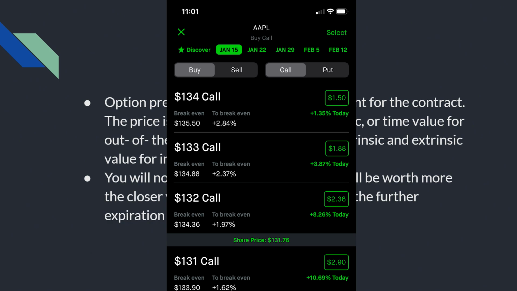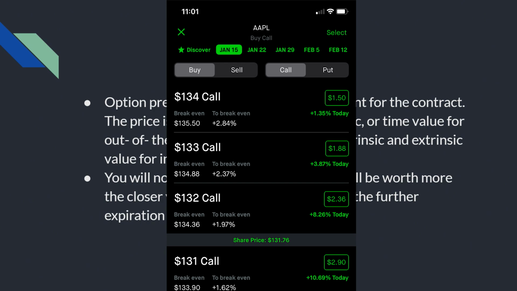You notice that we have all of these numbers on the right. You see that the 134 call is $1.50. You see the one below that is $1.88. You see the one below that is $2.36. You see the one below that is $2.90, and so on. So that's the premium. That's what you pay in order to buy these contracts.